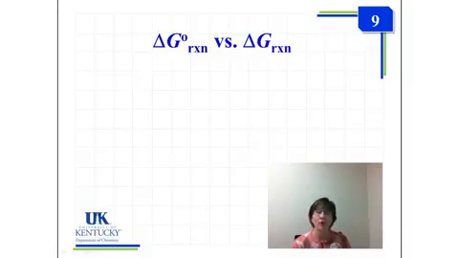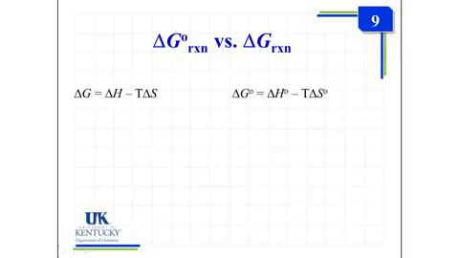In this learning objective, we're going to be looking at the difference between a standard delta G and a non-standard delta G. Students often don't see the nuances and the differences between these two, so I'm going to try to help you work through thinking about the difference between them. We know that this equation, delta G equals delta H minus T delta S, would apply whether you're in standard state conditions or not in standard state conditions.